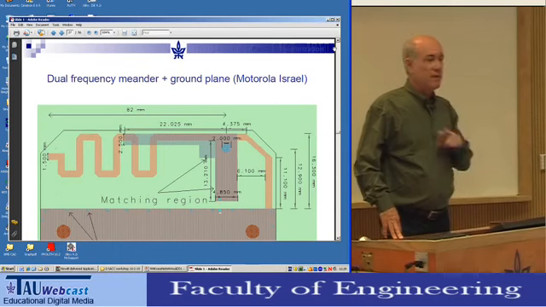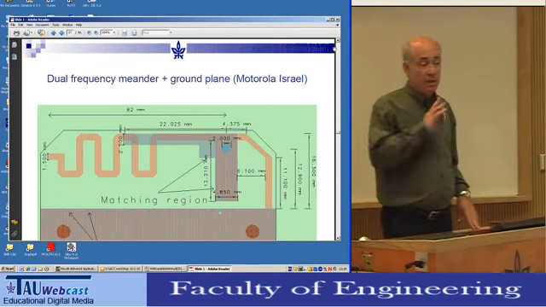It's much faster, goes much faster to zero than for a dipole. That's because of the feeding structure.